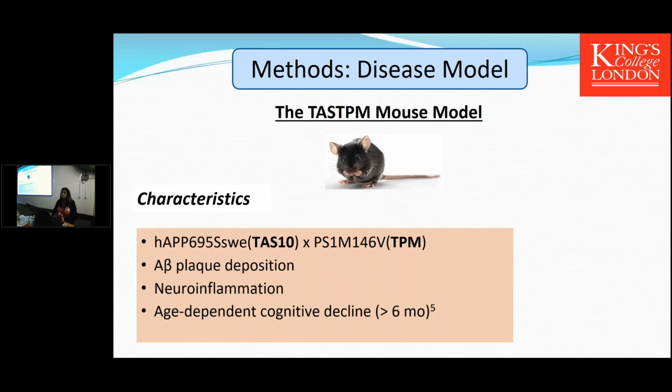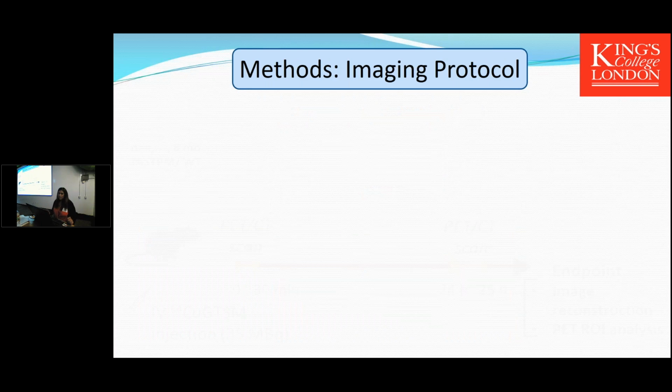The model we used was a TAS TPM mouse model, and we obtained this model through our work with GSK. These mice are known to express amyloid beta plaque deposition, and are known to exhibit neuroinflammation, and our colleagues at King's also have data showing age-dependent cognitive decline at around 6 months. So when the mouse is 6 months old, their behavior starts to change, and so we were interested in monitoring copper around that age in their brains.